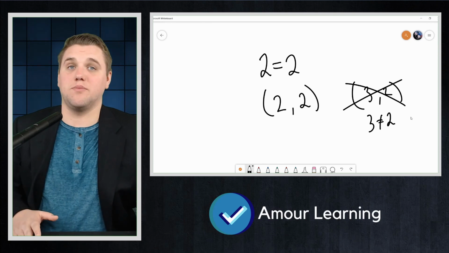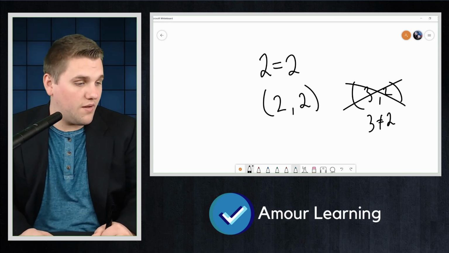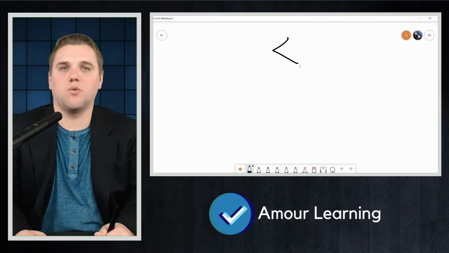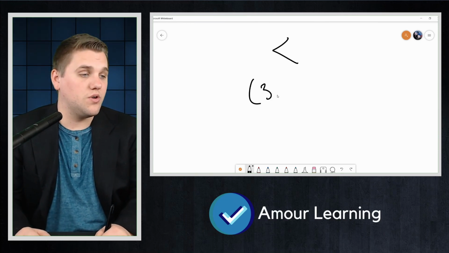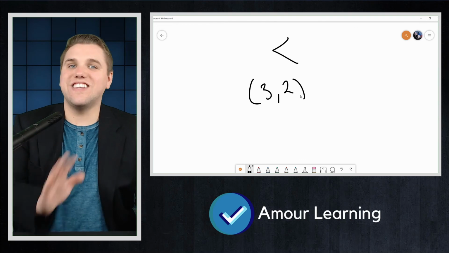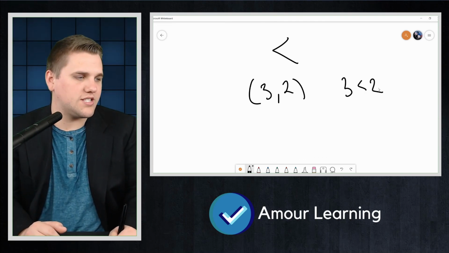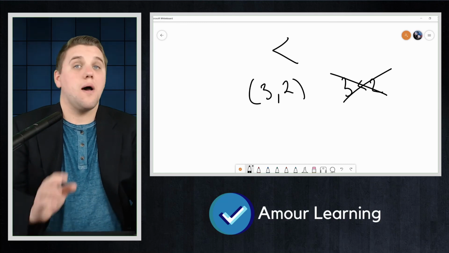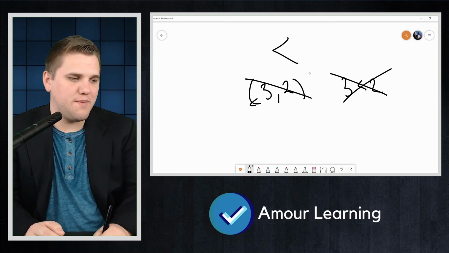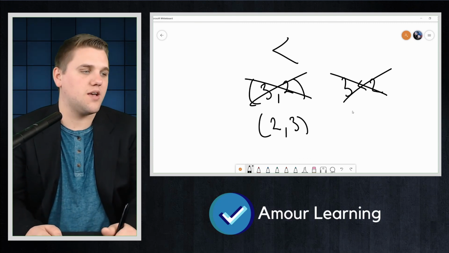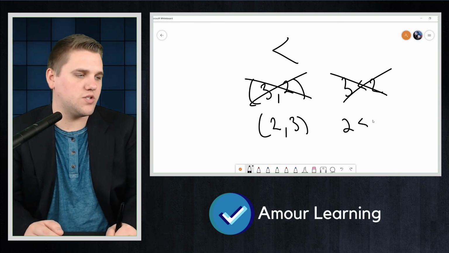With the less than symbol relation, (3, 2) is not a part of that relation because 3 is less than 2 is false. So that means that's not part of that relation, but (2, 3) is part of this relation because 2 is less than 3.